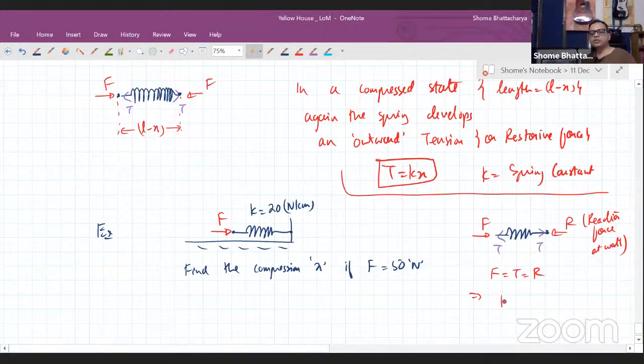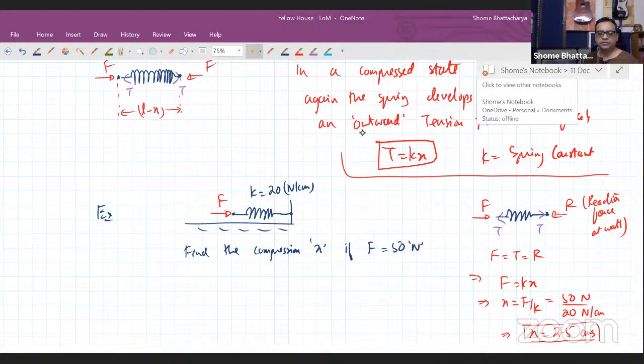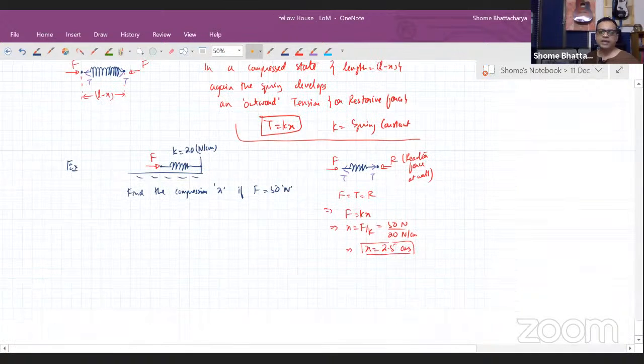So F will be equal to kx because the tension is always equal to kx. So again x over here will be F by k. So it will be 50 newtons divided by 20 Newton per centimeter. So Newton cancels, per centimeter comes on top, and the value of x is 2.5 or 5 by 2 centimeters. So if you're pushing this particular spring, which has k of 20 Newton per centimeter, with a force of 50 newtons, yeah, the spring constant is the same. I mean, a particular spring will have a particular value of k. So whether we compress it or extend it, the tension developed will have a magnitude of kx.